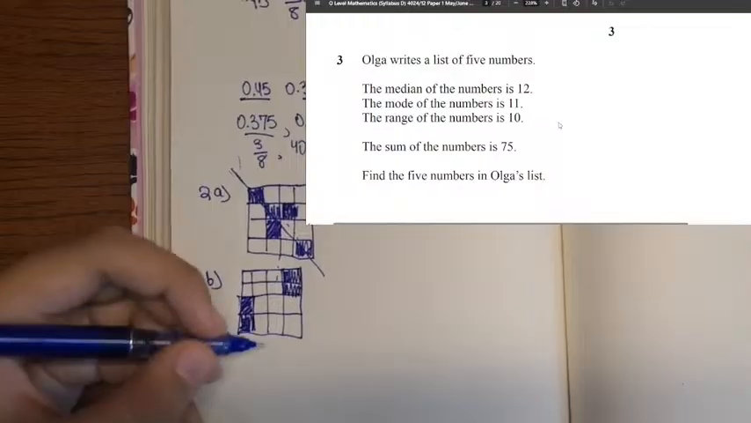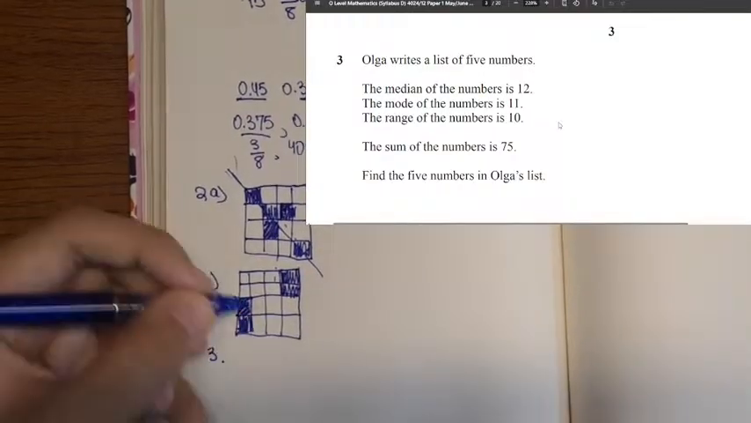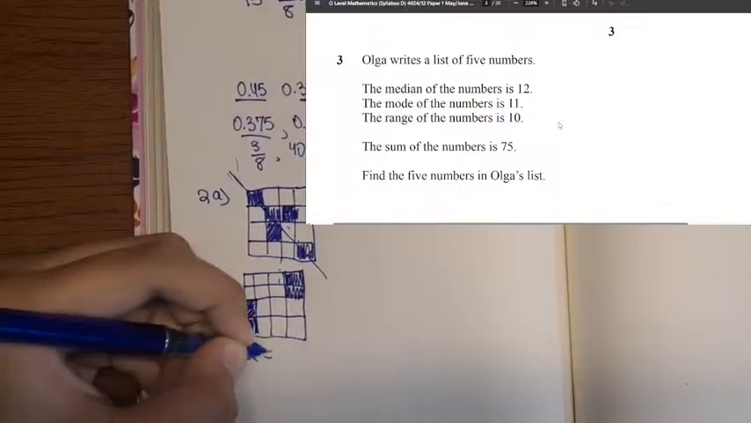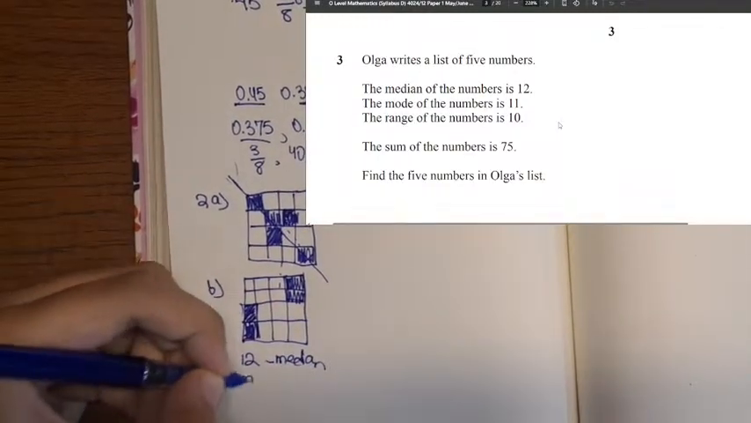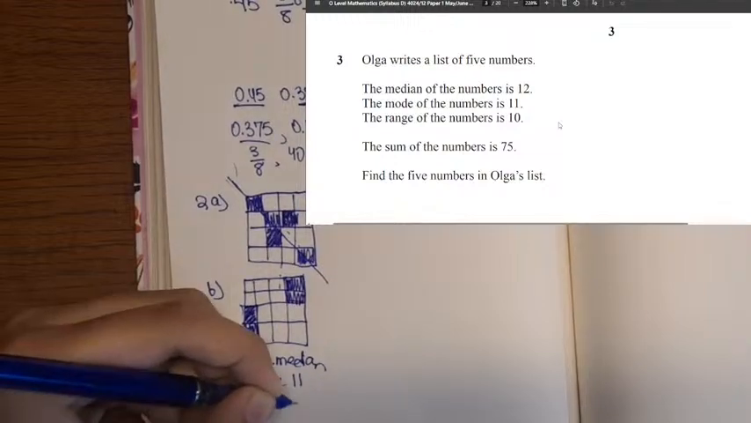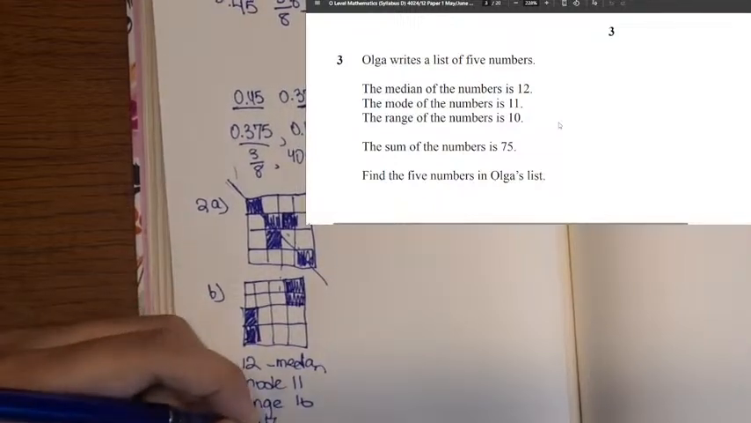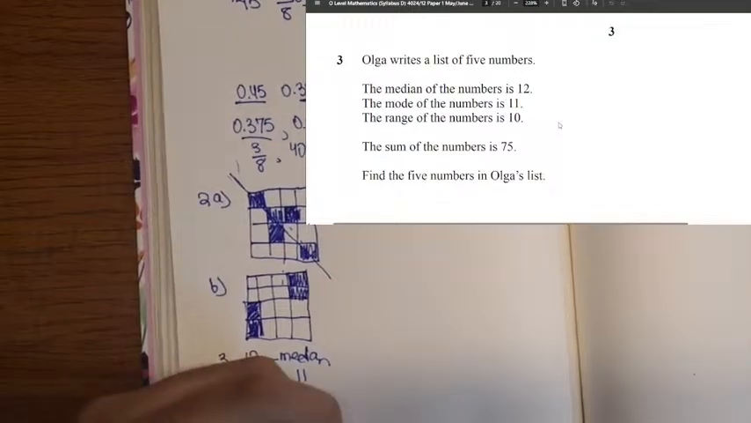So let's just see. It says that Olga writes a list of 5 numbers. The median of those numbers is 12, right? So let's just write down all the data that we have. The median is 12, the mode is 11, the range is 10, and the sum of these numbers is 75. Now, there are 5 numbers, so let's just make 5 gaps over here.